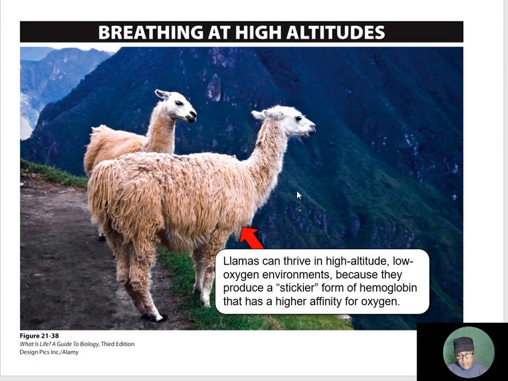So llamas can actually thrive in high altitude, low oxygen environments because they produce a stickier form of hemoglobin that has a higher affinity for oxygen. So that stickier is basically just a common term for a higher affinity for oxygen. So they have a different type of hemoglobin.